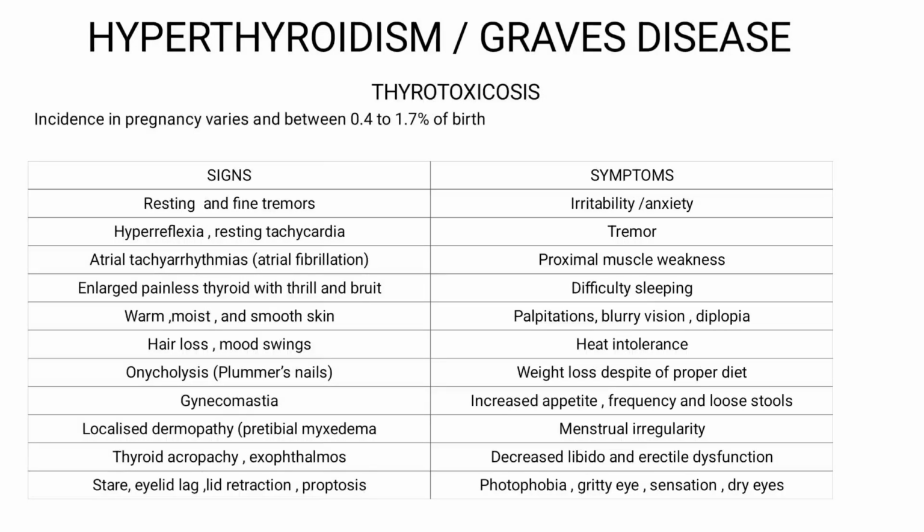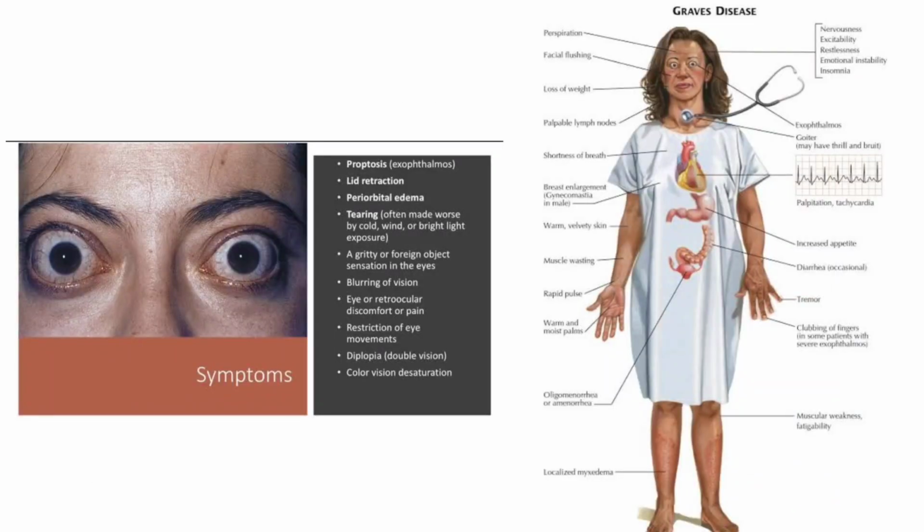Now the symptoms can be irritability, anxiety, tremors, proximal muscle weakness, difficulty in sleeping, palpitation, blurring of vision, diplopia, heat intolerance, weight loss despite proper diet, increased appetite, frequent loose stools, menstrual irregularity, decreased libido, erectile dysfunction, and photophobia, gritty eye, and sensation of dry eyes. So these are the symptoms. These are the ocular symptoms.